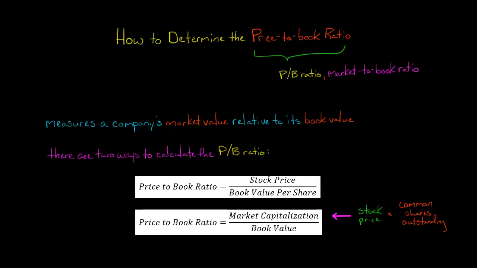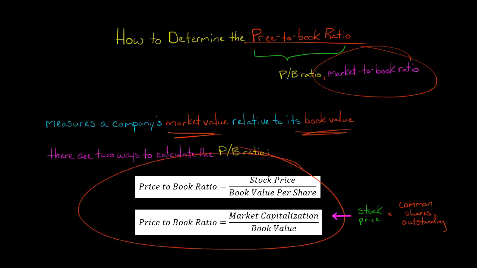In this video, I'm going to show you how to calculate a company's price-to-book ratio. The price-to-book ratio, which is also known as the market-to-book ratio, measures the company's market value relative to its book value. And there are two different ways that you can calculate the price-to-book ratio.